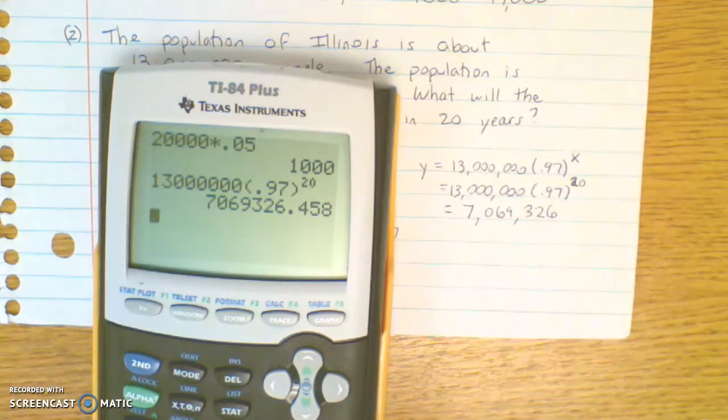But that's decay. So the difference with decay is that you're subtracting from 1 when you're dealing with the b value, that rate of growth or decay. Alright, so you should be able to work on practice number 6 now with decay problems.